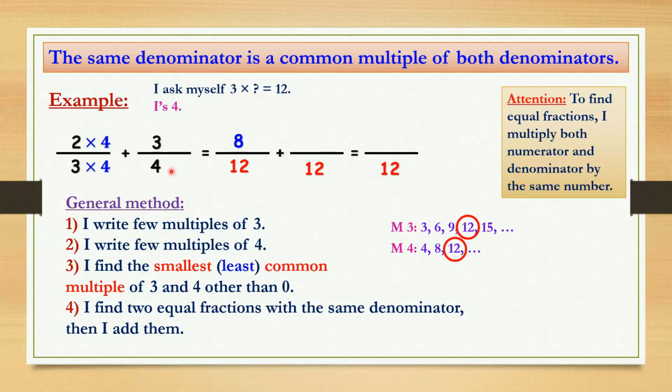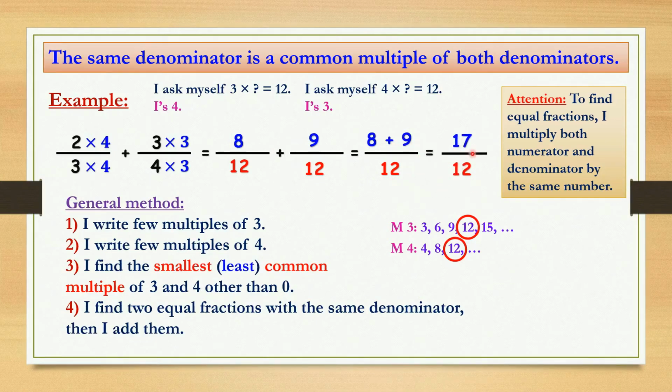Now I do the same for 3 over 4. I ask myself 4 times what equals 12? It's 4 times 3. I do the same for the numerator. I multiply 3 by 3 and the answer is 9. Now we have two equal fractions with the same denominator. Now I add them. I do 8 plus 9 and the answer is 17 over 12. And this fraction cannot be simplified. I box the final answer.